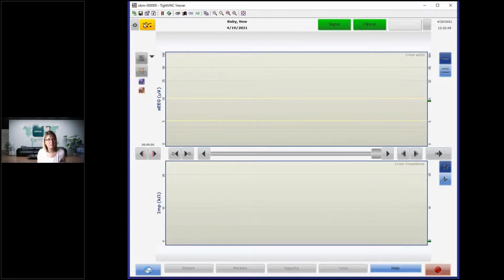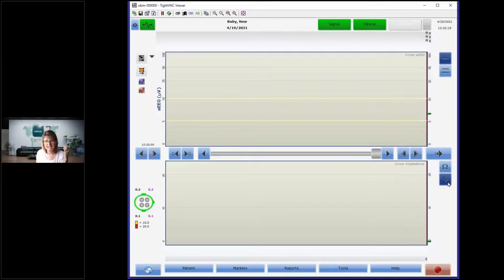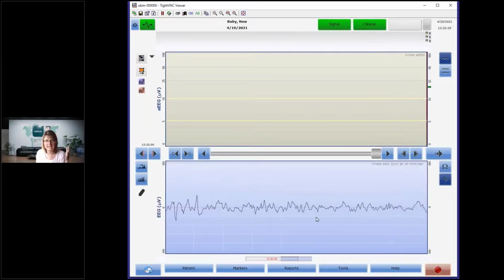I haven't got a green box here yet, so it's not in live mode. But once I am in live mode, my impedance view is showing me that all of my electrodes are good. Now, if I go to my EEG view, I can see I haven't got that thick fuzzy trace. I've got a nice EEG trace going here.